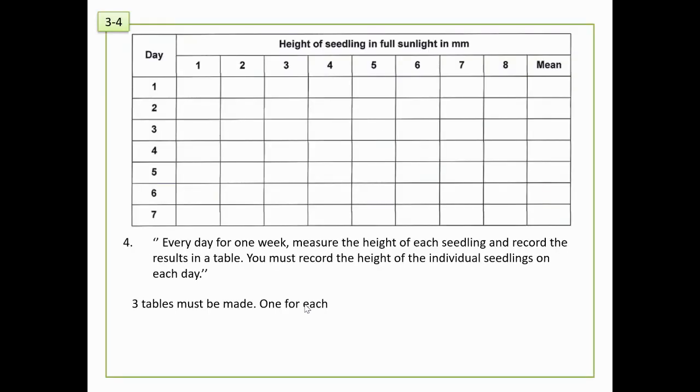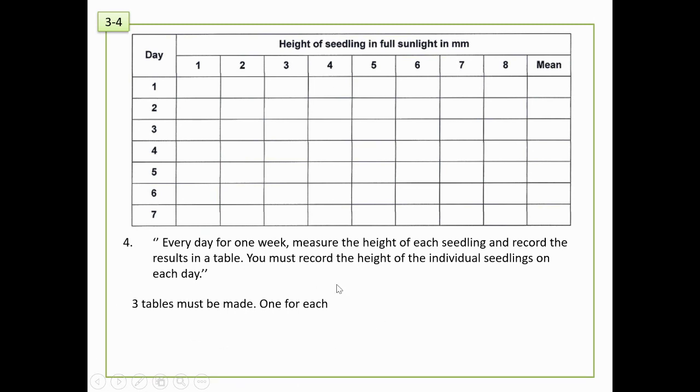Right, the table. Well, we mentioned before that every day for a week you measure the height of each seedling and record the results in a table. You must record the height of the individual seedlings on each day. This table would allow you to do that. If your table does not have 7 days, if it does not have space for all of the seedlings, I've got space for 8, but you could have more, and a space for mean, and the title for these columns, which is the height of the seedlings in full sunlight, and the title for this column being day, you need those.